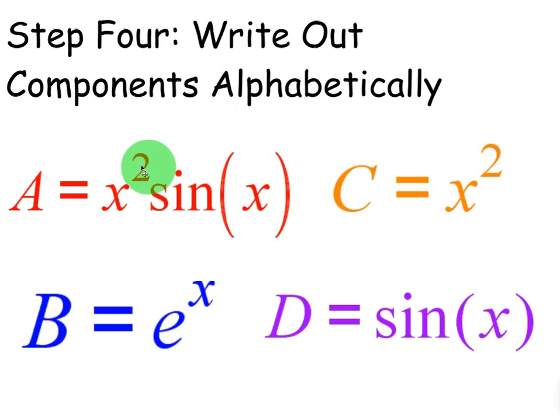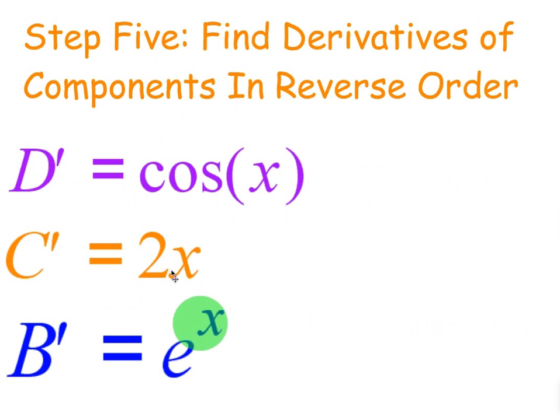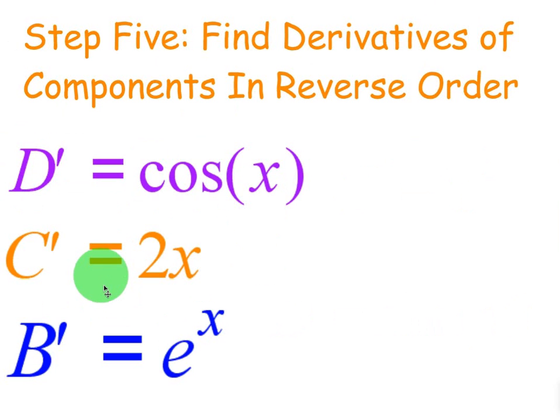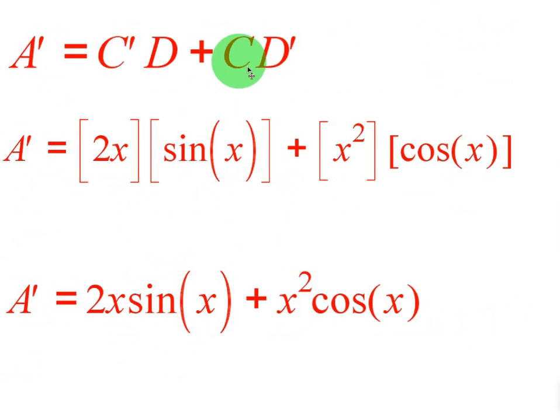So to figure out the derivative of A, that's why we did the derivatives in reverse order, because A is composed of both C and D. And now we have the derivative of C and D, which we use in the product rule. So A prime is equal to C prime D plus C D prime. So it's going to be 2x times sine of x plus x squared times cosine of x. Really no simplification involved there. You can just kind of remove the brackets and that's it. So it's 2x sine of x plus x squared cosine of x.